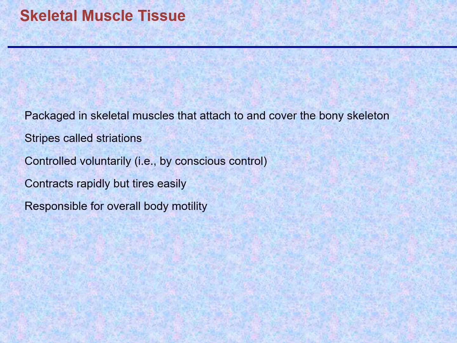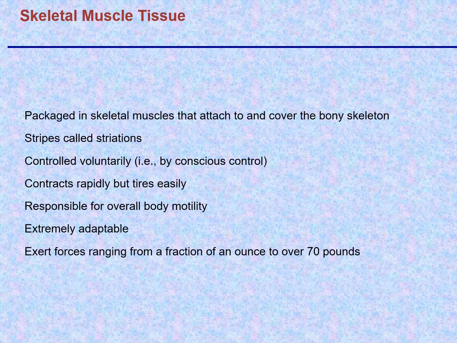We'll start with skeletal muscle tissue. It's packaged into skeletal muscles that attach to or cover the bones of the skeleton. The muscles are individual muscles. Skeletal muscle is considered an organ, so each individual muscle is an organ. The tissue at a microscopic level is characterized by stripes called striations.